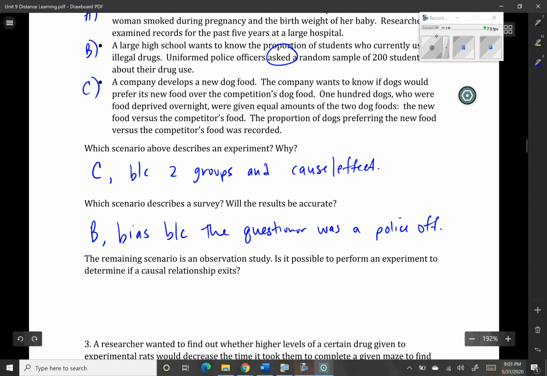Leaving the remaining study, and that is going to be an observational study. So it is possible to perform an experiment to determine if there's a causal relationship. Causal relationship is just saying, is there a cause and effect? Okay, and the answer to that is no.